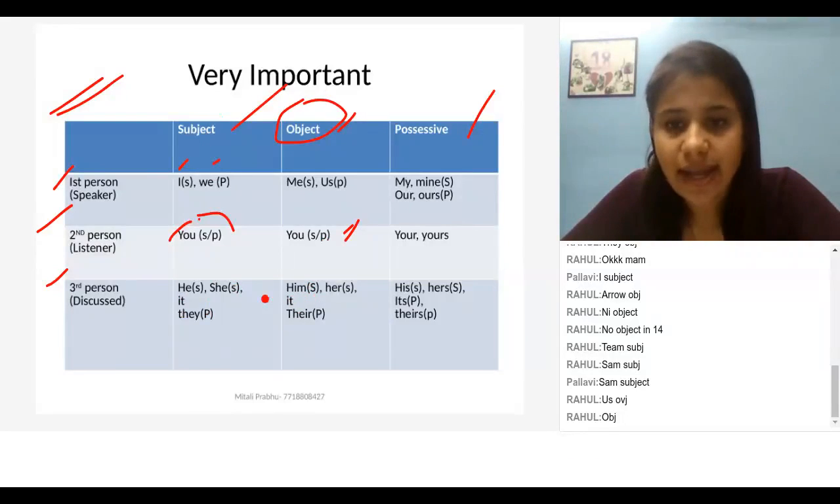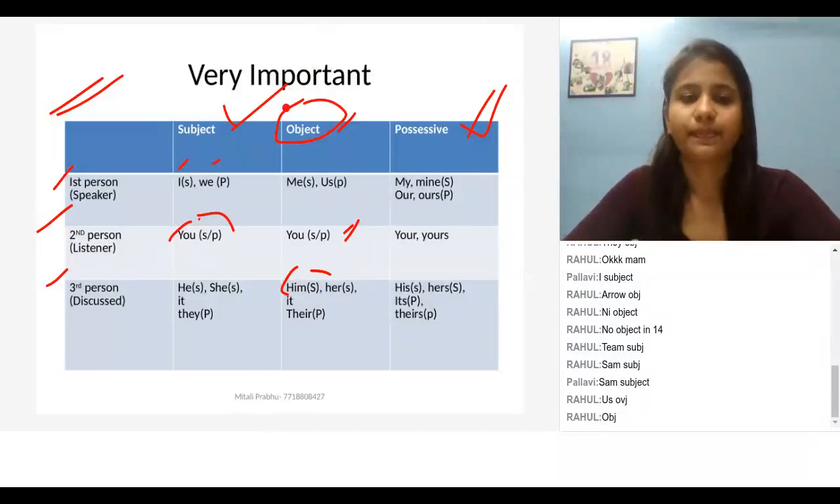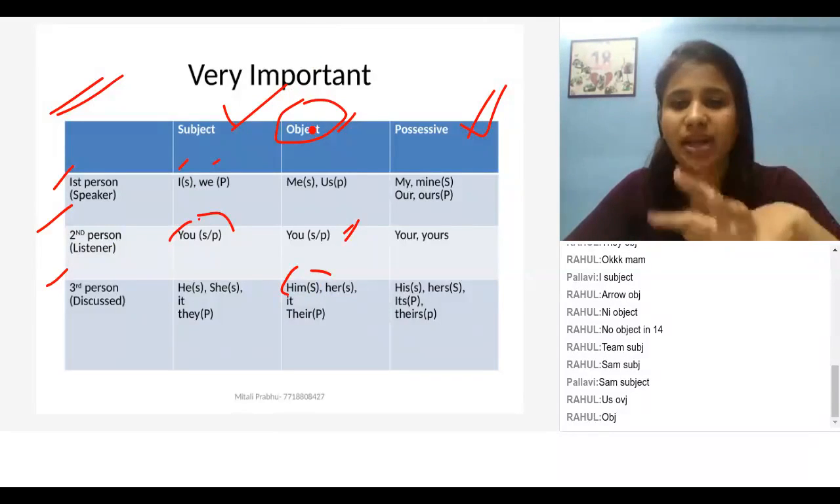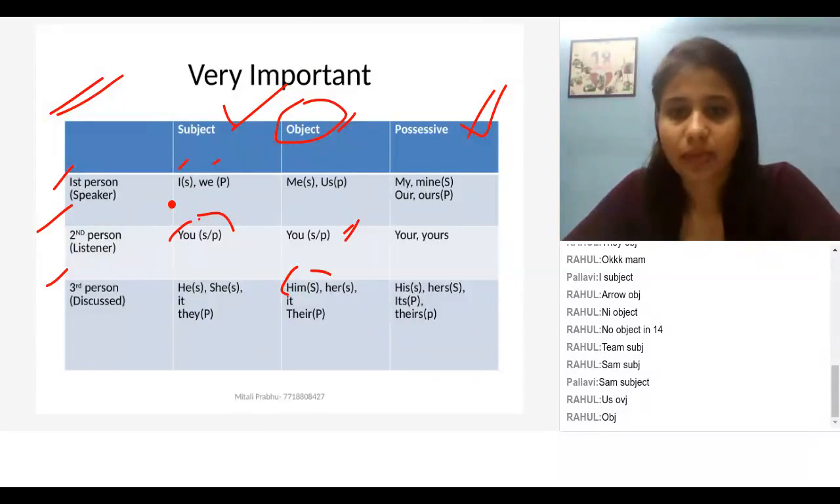So if there is a sentence, I told him, I will be the subject, and him will be the object in third person. Okay. And these are possessive cases. If you want to note it down, or just try and remember them, just have a quick glance at it. See, these are very important. These are very easy to remember.